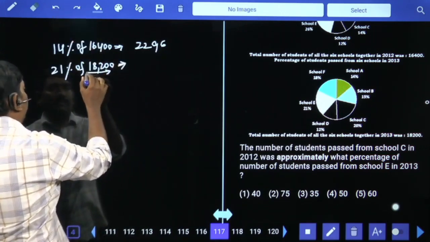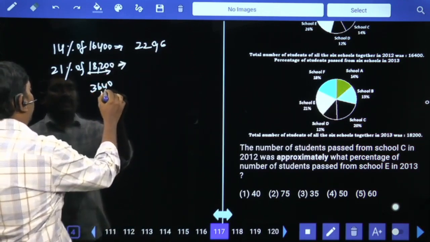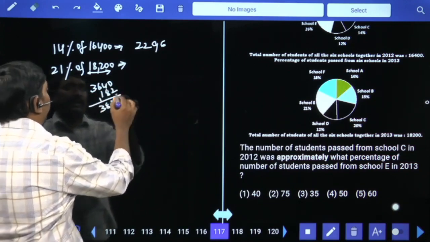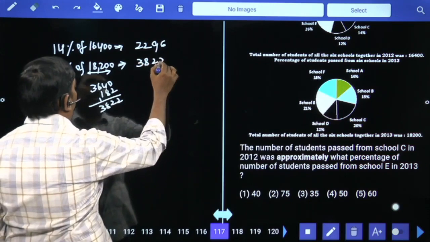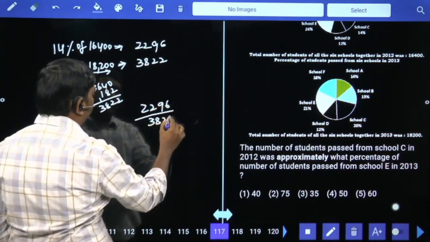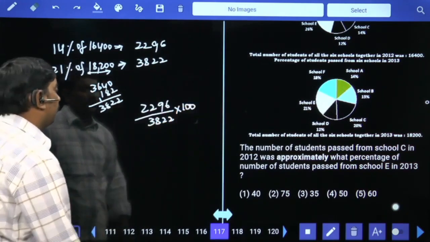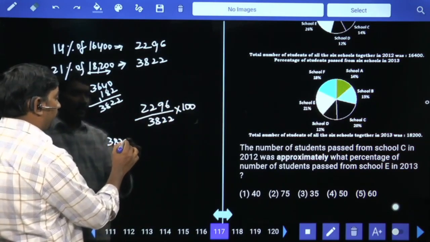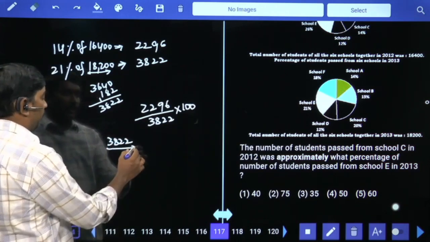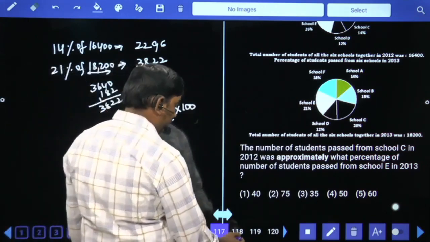10% of 1820, 20% is 3640, 1% is 182, 3822. 2296 is what percent of 3822? In 3822, 60% of 4000 is 2400. So approximately 60% is your answer. Fifth option.